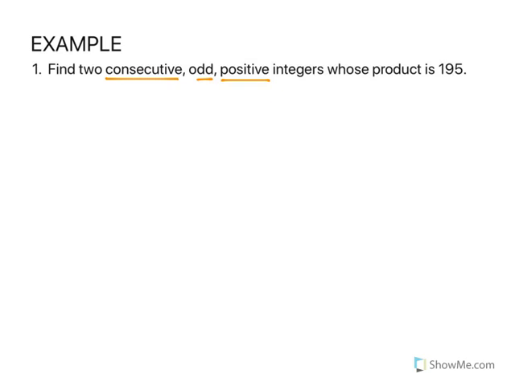Another keyword, which I'll underline in green, is product. We need to know words like product, sum, quotient, and difference to help us construct the equation. The word product means multiply. The word is means equals. So in our equation, I'm going to have something equals 195. I need two things multiplied together, and those are my two consecutive odd integers.